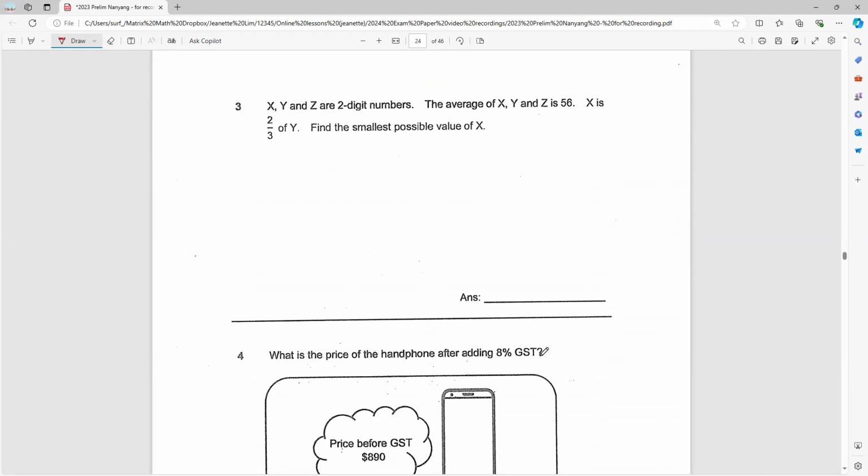Question 3. X, Y, and Z are 2-digit numbers. The average of X, Y, and Z is 56. X is 2/3 of Y. Find the smallest possible value of X.